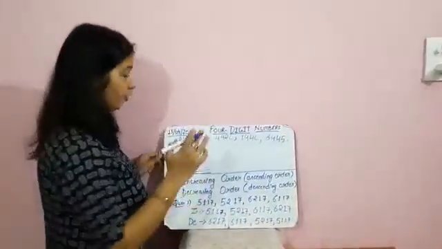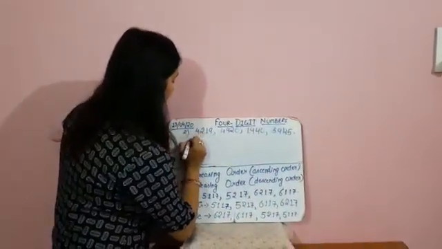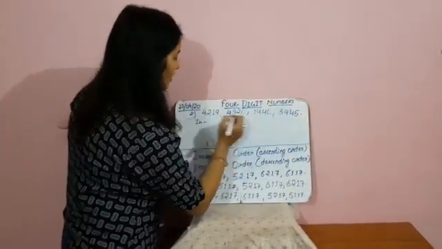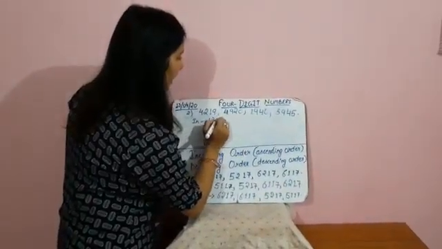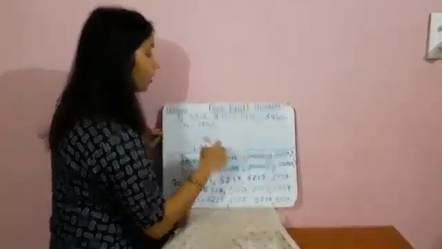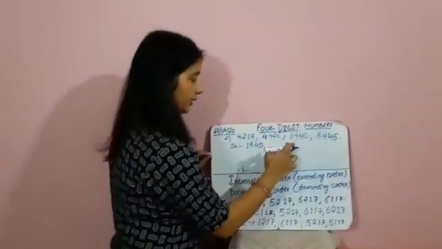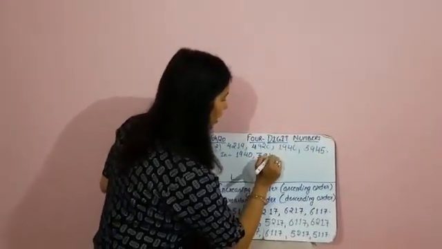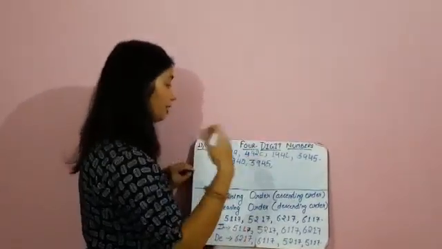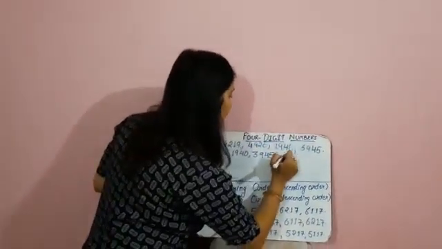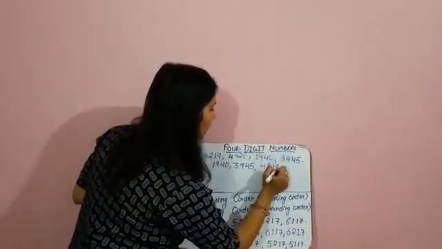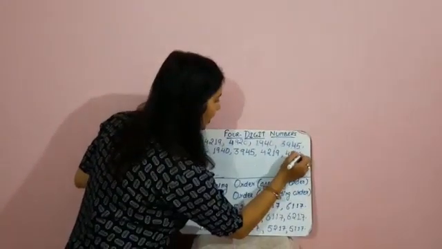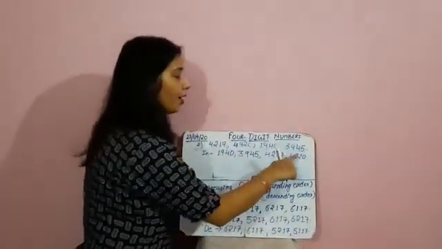First we are arranging in increasing order. Let us find out the lowest one, that is 1940. Then greater than that, 3945. Then coming to the next step, 4219. Then the greatest will be 4920. Here we are climbing the stairs from lower to higher.